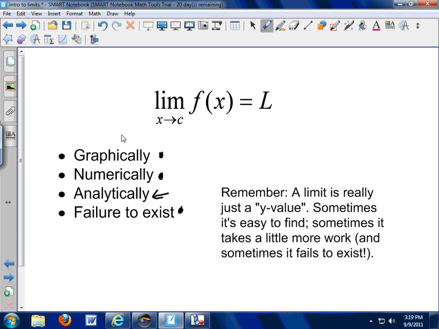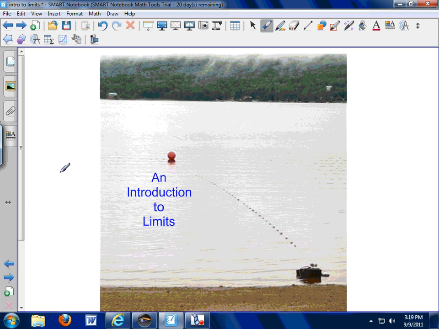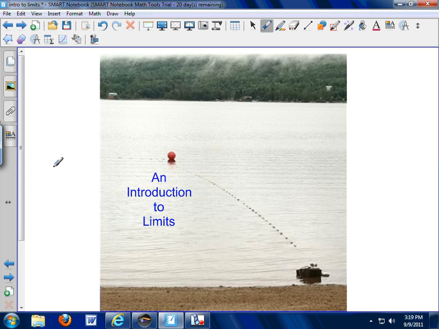Okay, so back to Island Pond, and tell me, why is that a limit? What represents in that particular picture a limit? Can't hear you, so you'll have to tell me tomorrow.